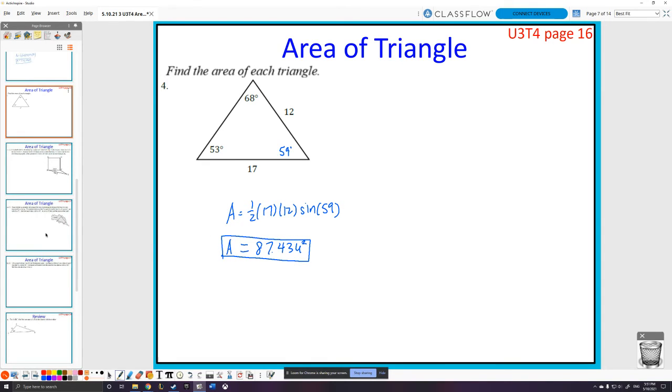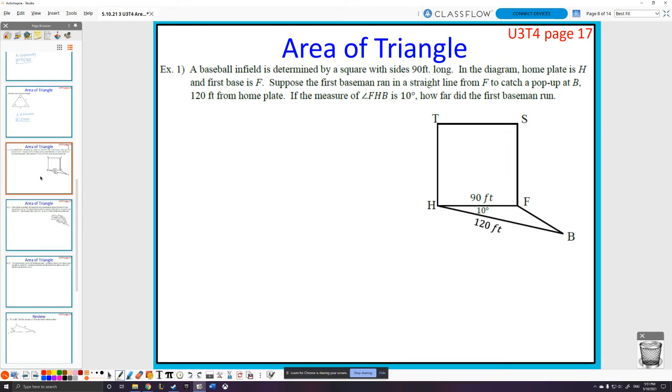All right, so let's take a look at a few word problems and then we'll wrap this video up. I think this is quite a quick one. A baseball infield is determined by a square with sides 90 feet long. In the diagram, home plate is H, first base is F. Suppose the first baseman ran in a straight line from F to catch a pop-up ball at B, 120 feet from the home plate. If the measurement of angle FHB is 10 degrees, how far did the first baseman run? Which tells me I want to go from F to B.